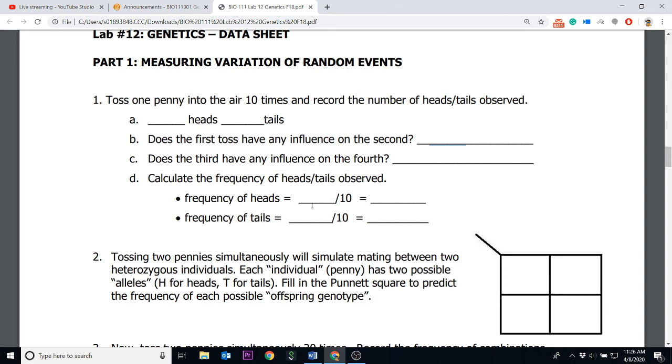So D here is saying that if you toss the penny 10 times, out of the 10 times, how many times do you get a head? Let's say you get 5 out of 10. Then this will be 50%, right? So 5 over 10 will equal 50%. That's what they're asking you. So if the frequency of tail is 3 times out of 10, then it'll be 30%.